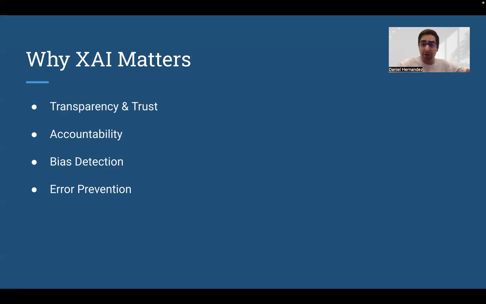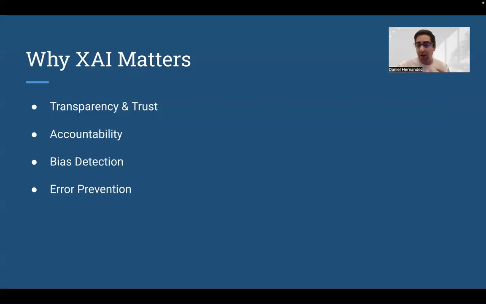XAI also plays a big role in detecting errors and biases. For example, if a medical AI model starts making predictions based on irrelevant background features in an image, explainable tools like GradCam can reveal that, giving developers a chance to fix it before it actually causes harm. Finally, XAI builds human trust and adoption. When people can see how an AI reached its conclusion, whether it's identifying a tumor in an image or recommending a product, they're much more likely to rely on it and use it responsibly.